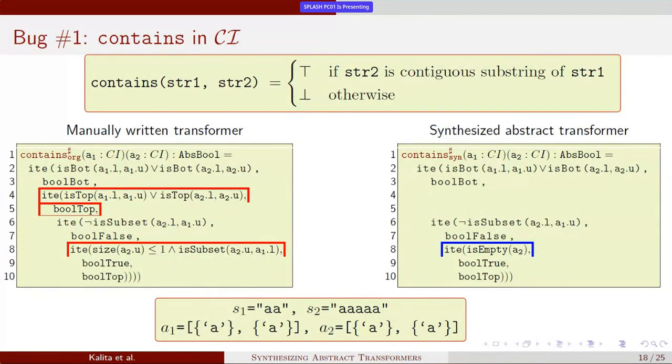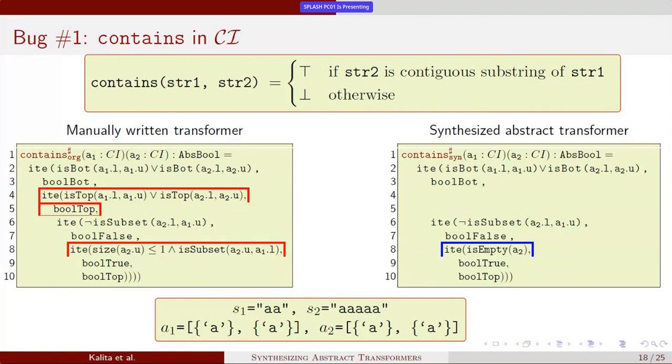Now we know that S1 doesn't contain S2. Still, the abstract transformer, the manually written one, returns bool true, which is a soundness bug. And we fixed it on the right hand side, the blue part, line A. It says that only if A2 is empty, then return bool true. Actually, this is the case. In the character inclusion domain, you can say bool true only if A2 is empty, because the empty string is contained everywhere.